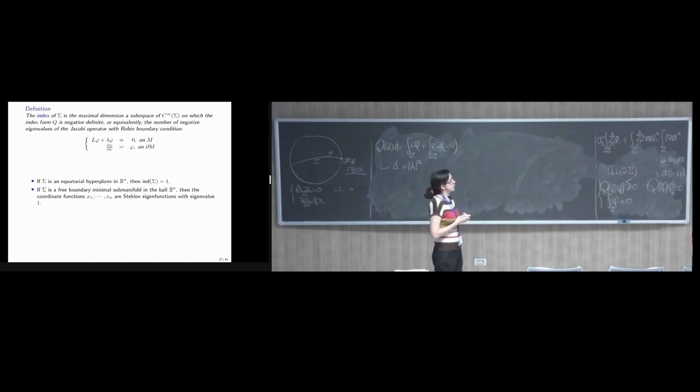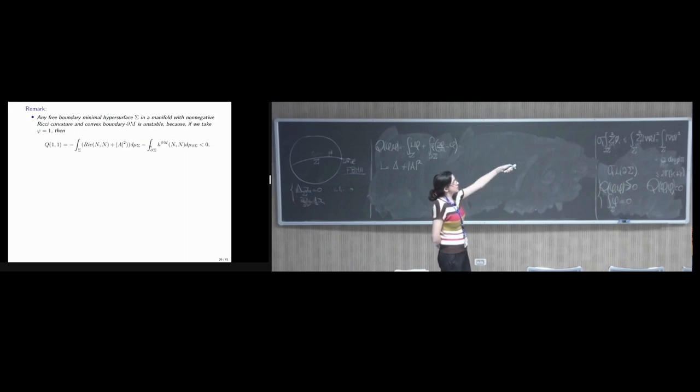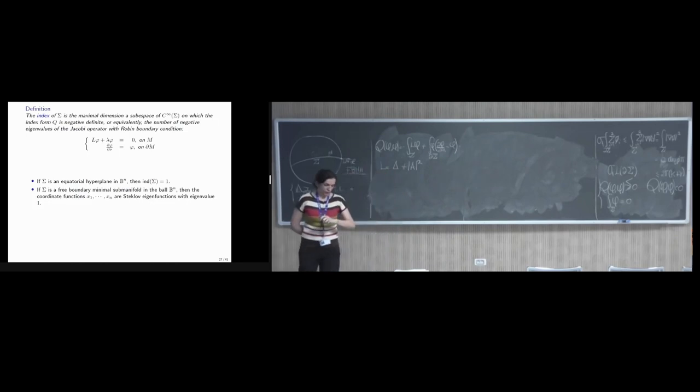Some examples about that. The first example is possible to show that if sigma is the equatorial hyperplane in the ball, you can show that the index of sigma is equal to 1. Remember, a few minutes ago I showed this remark. And another observation that is important for us is that this coordinate function satisfies this. Remember that, because this is important.